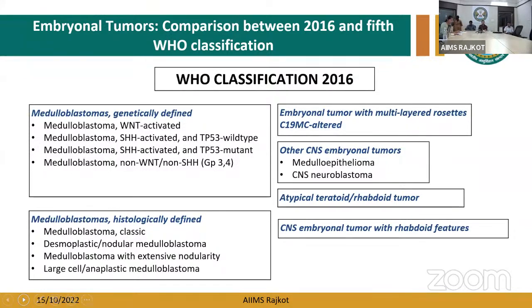The other category was histologically defined, which comprised classic, desmoplastic nodular, with extensive nodularity, and large cell anaplastic medulloblastoma. Other than that, we had embryonal tumor with multilayered rosettes, C19MC altered, and other CNS embryonal tumors like medulloepithelioma, CNS neuroblastoma, atypical teratoid rhabdoid tumor, and CNS embryonal tumor with rhabdoid features.